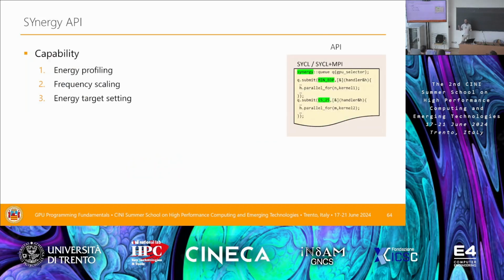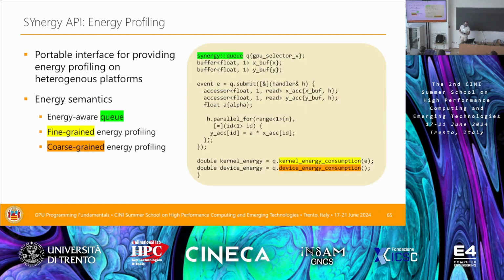I just want to show you the API because it's a very good feedback for you to understand how to extend SYCL. It can be done in different ways, but overall it's not very complicated. In this case, we have API for three main features. We have API for energy profiling. What does it mean? I want to know, for one kernel, how much energy it has consumed.